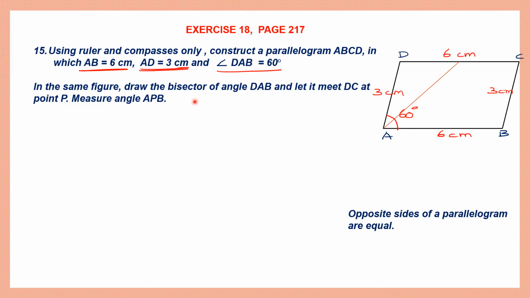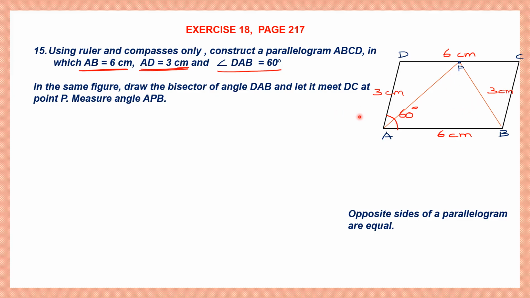When you bisect, and here what does it say? Draw the bisector of angle DAB and let it meet DC at point P. So this is DC and this point is point P. It's meeting at point P. This point here is point P. Then the next part is measure angle APB. Now we have A here and P here. Now B is here. That means we need to draw a line from P to B, and we are asked to measure this angle APB. So this is a rough figure.